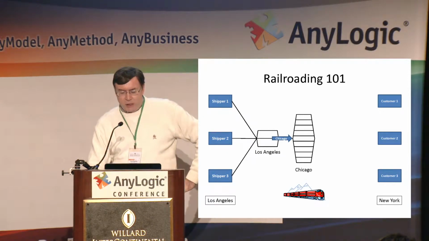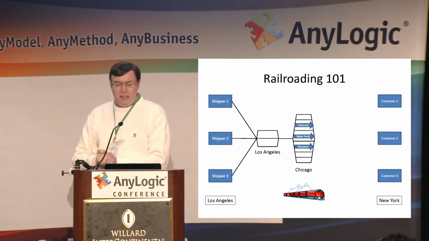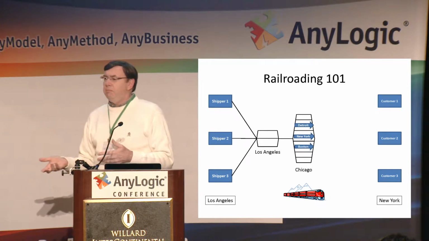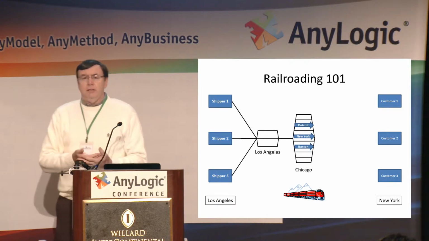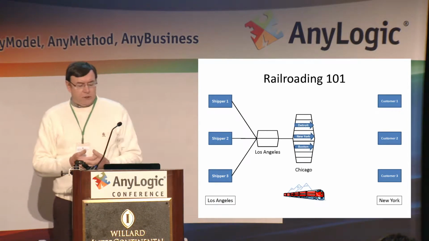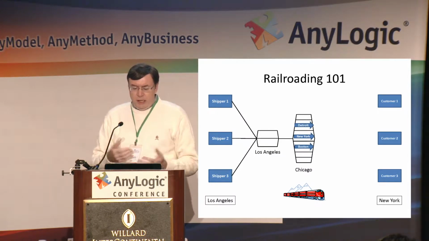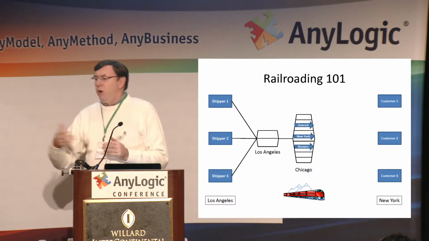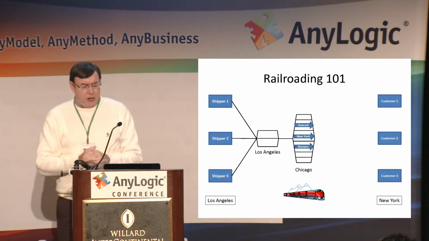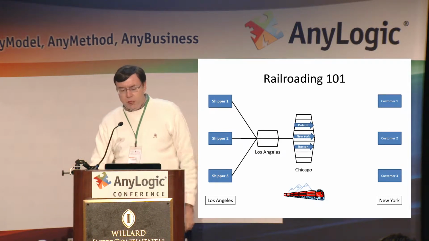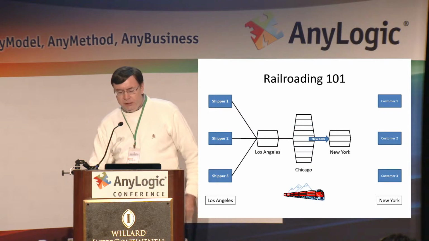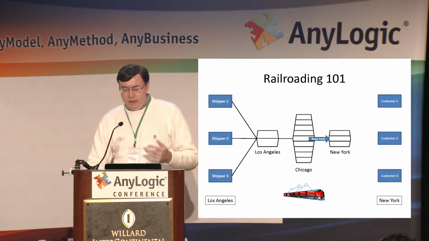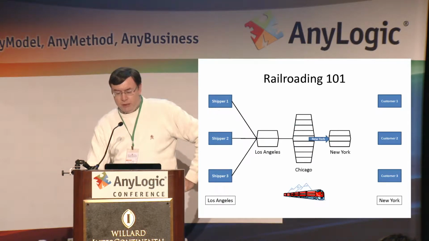So we get to Chicago, and again, our train is split up. It's combined with other cars going to different destinations. And so again, we have a Detroit, a New York, a Boston, or whatever on its way to their destinations. Again, we're going to follow the New York bound. So the train's leaving Chicago for New York.